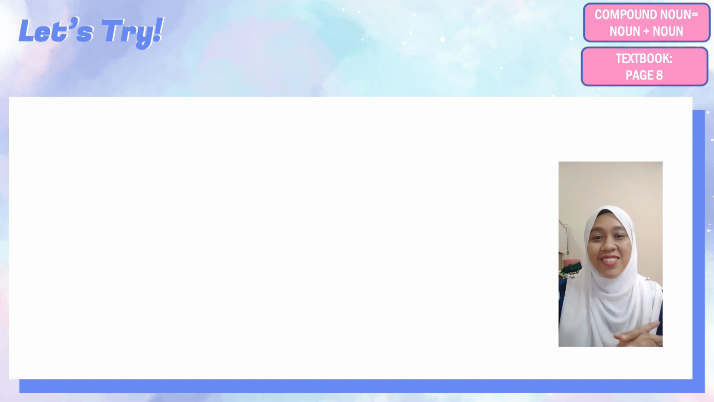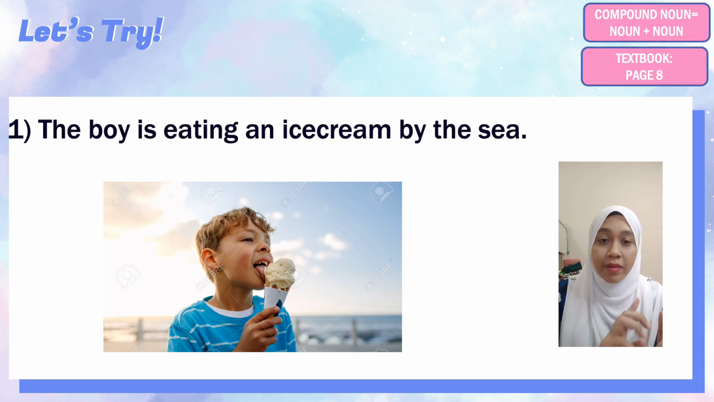Okay, so now let's try a quiz, right? Let's see how fast can you identify the compound noun in these sentences. Number 1, the boy is eating an ice cream by the sea. So which one is the compound noun? Yes, it's the word ice cream. Well done.